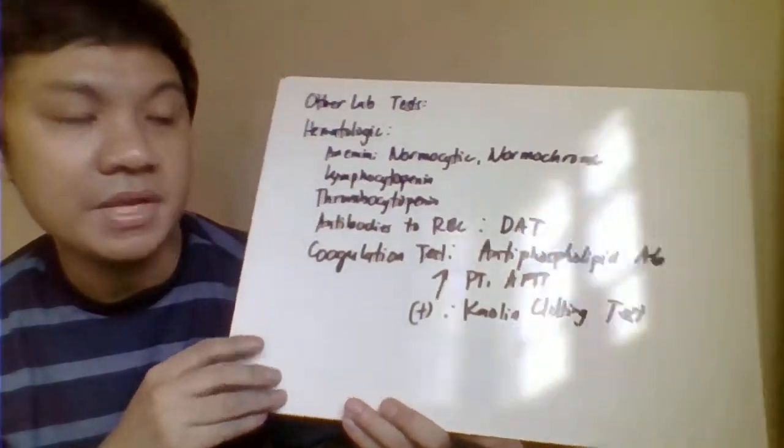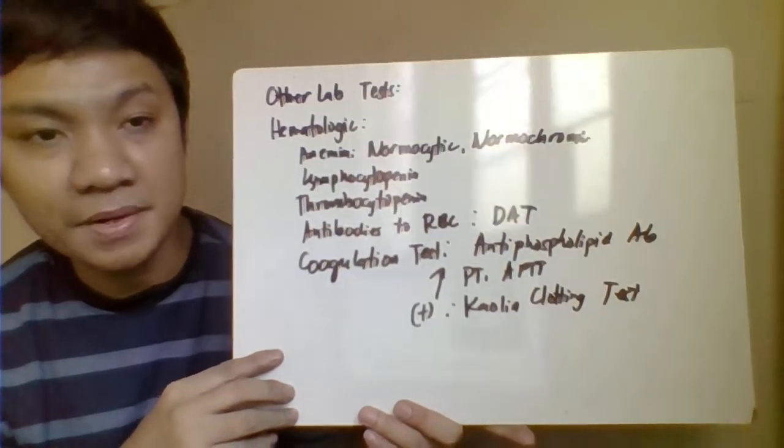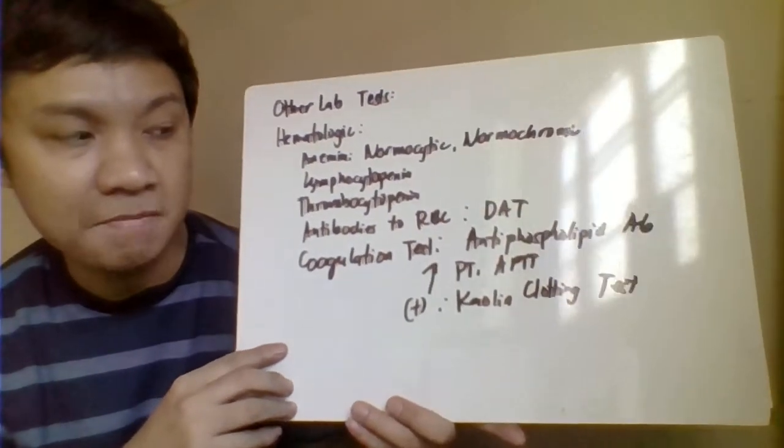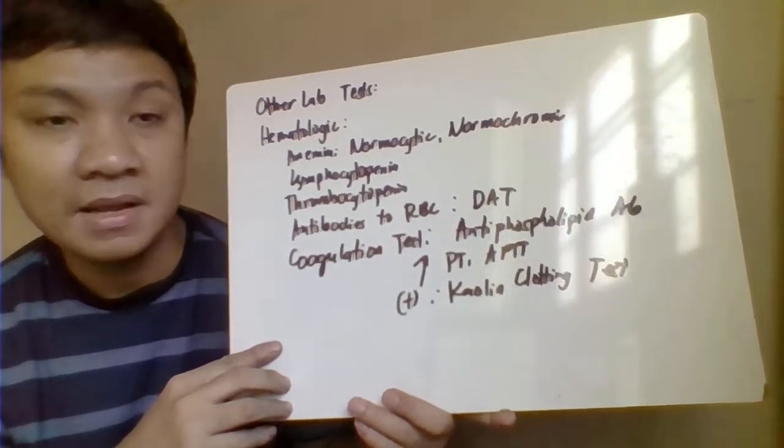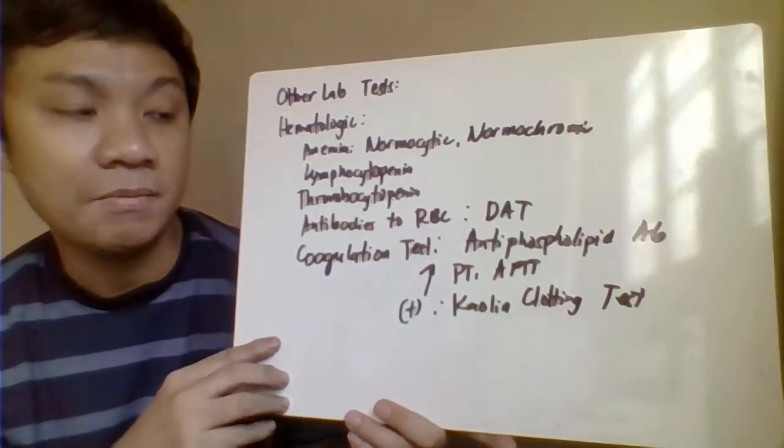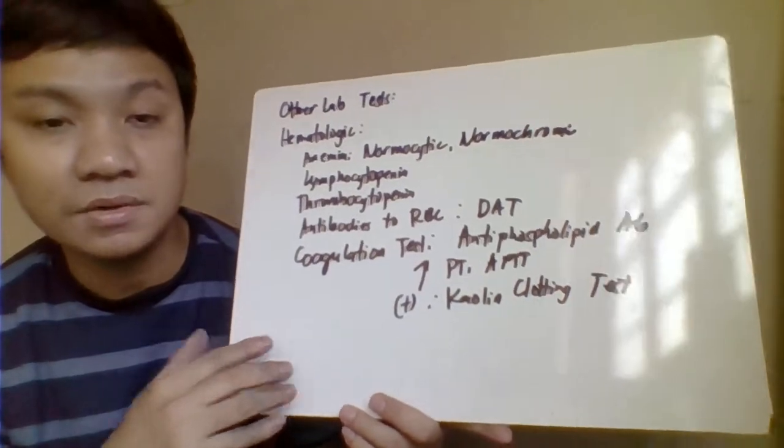And then we have also here the presence of your antiphospholipid antibody, which could be identified by your coagulation tests with an increase in your prothrombin time and activated partial thromboplastin time. We have also here the kaolin clotting test, which is also positive for that.